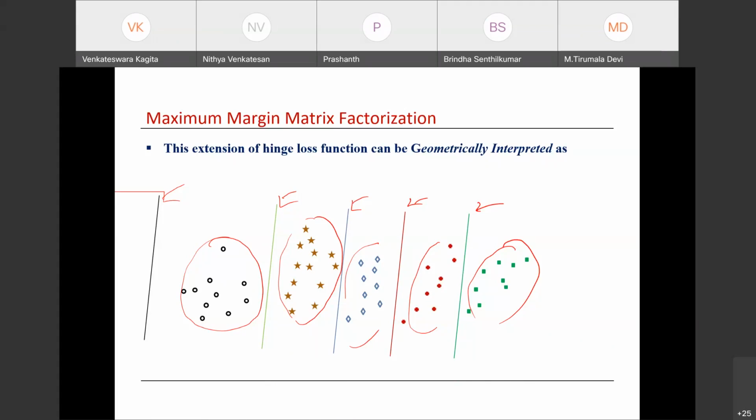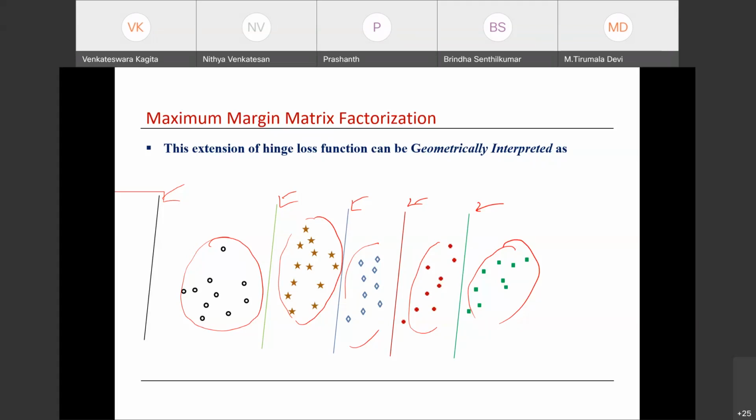Alright, so this is how maximum margin matrix factorization learns multiple lines that separate one rating from the other ratings. Though it is not fully understood, I hope that you have got at least some idea about maximum margin matrix factorization. If you have any queries, you can ask.